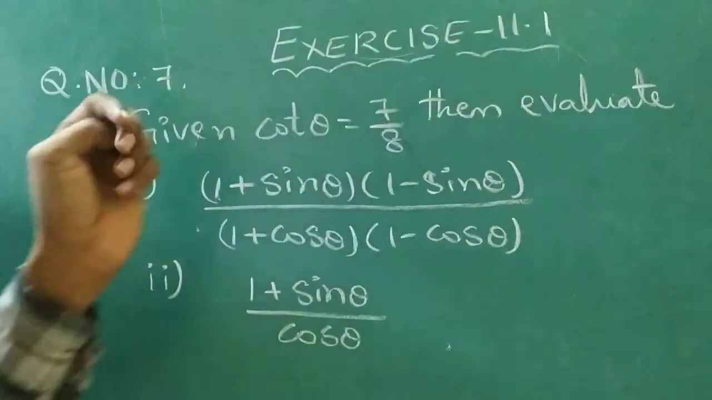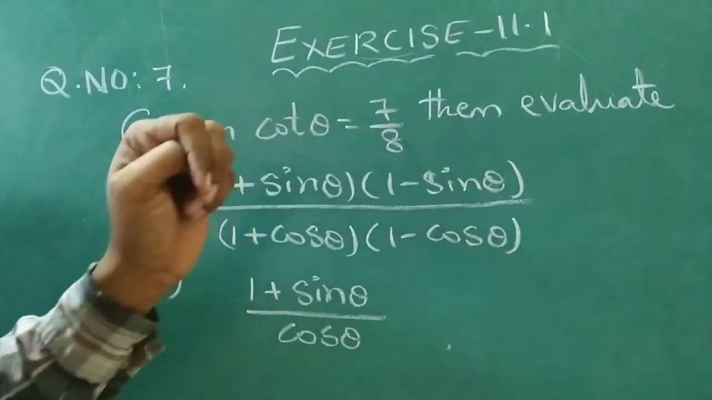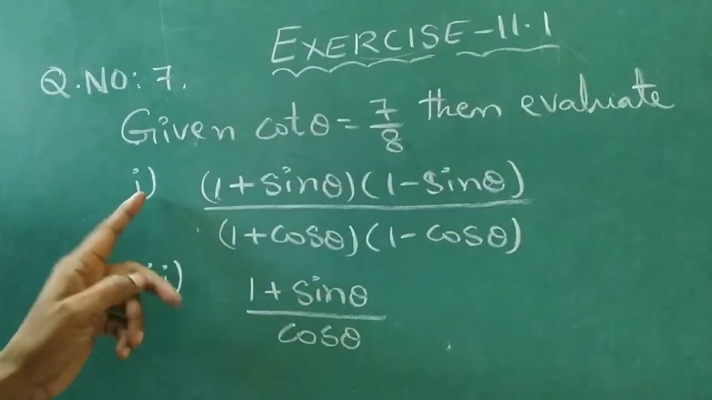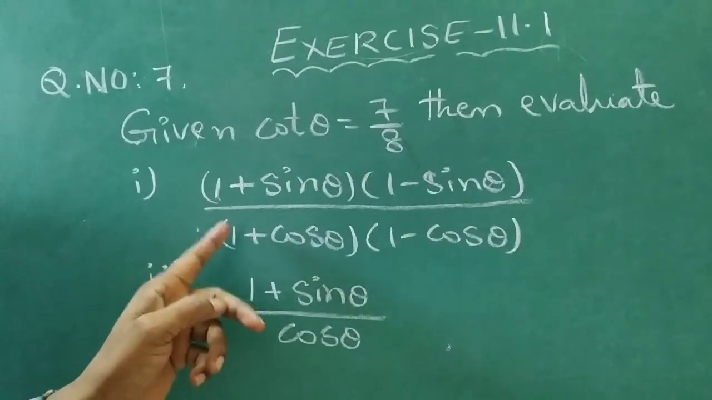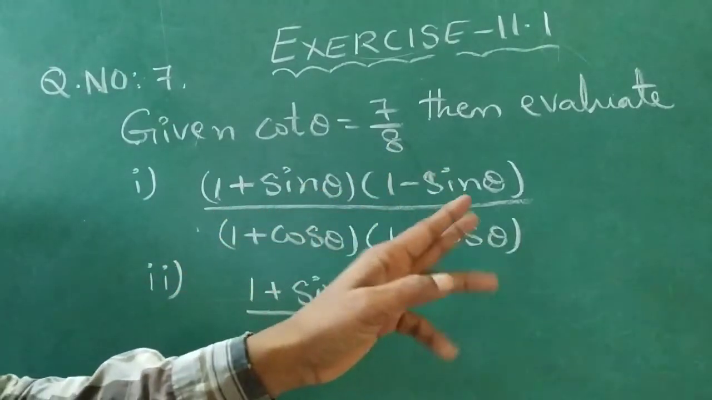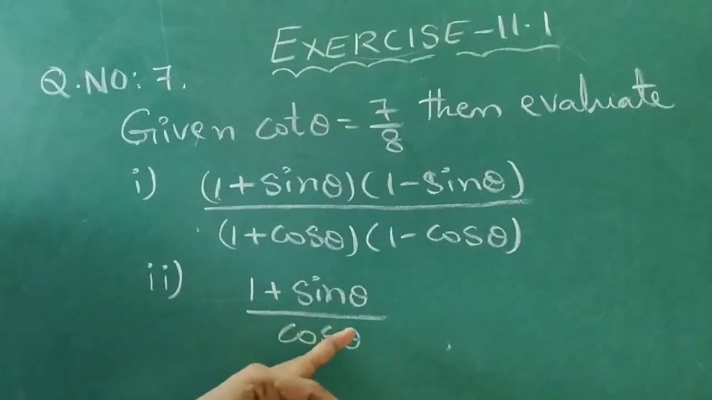Exercise 11.1, question number 7. Given cot theta equals 7 by 8, then evaluate: first one, (1 plus sin theta) into (1 minus sin theta) whole by (1 plus cos theta) into (1 minus cos theta). Second one, 1 plus sin theta by cos theta.